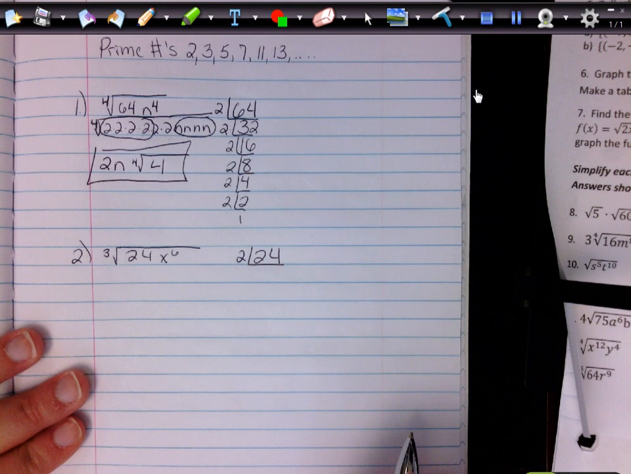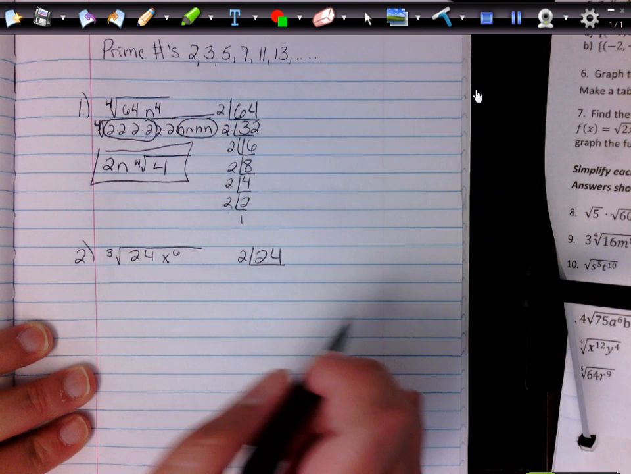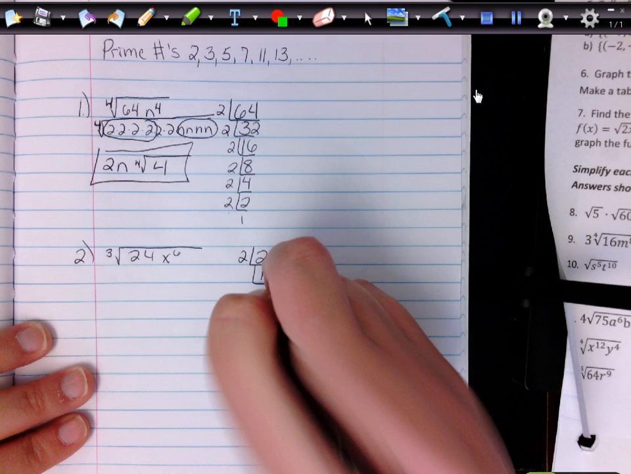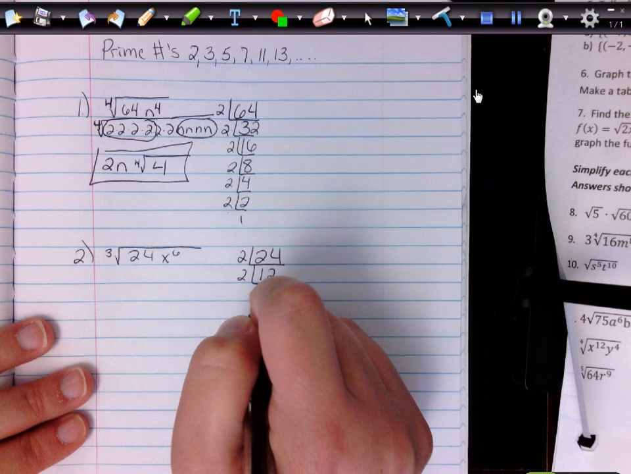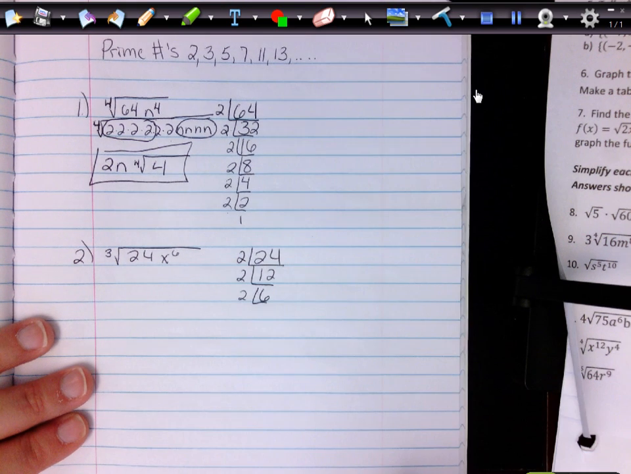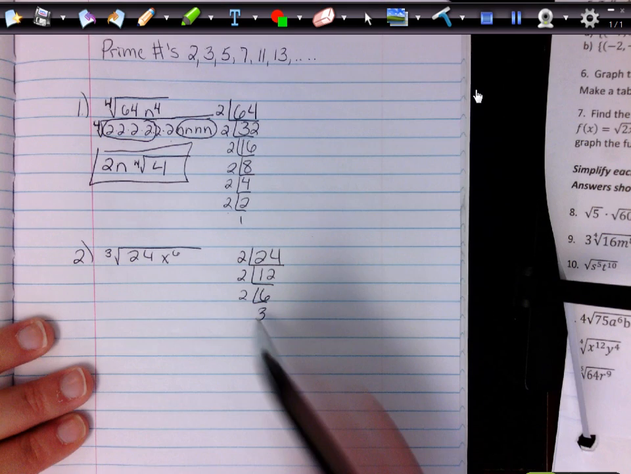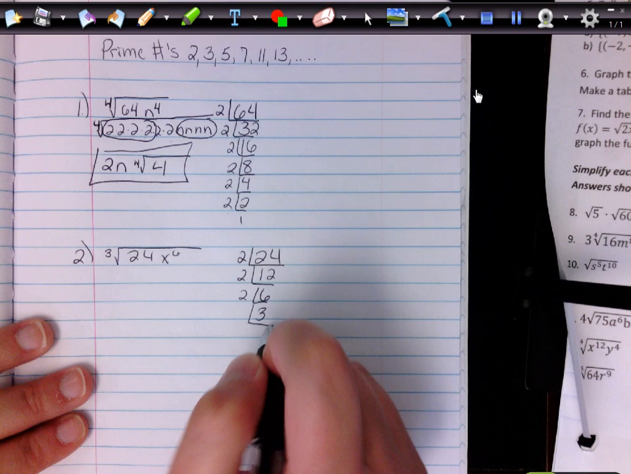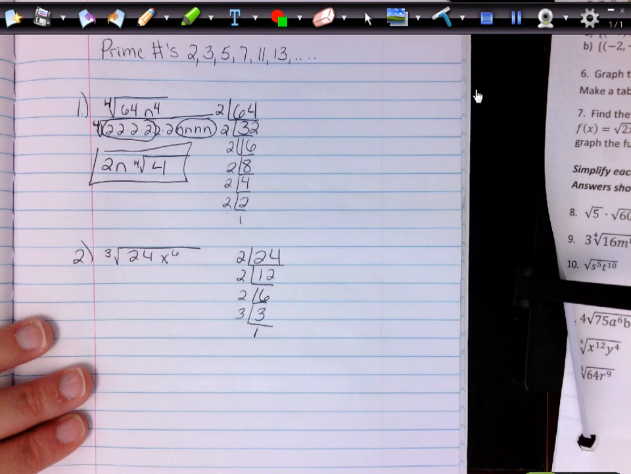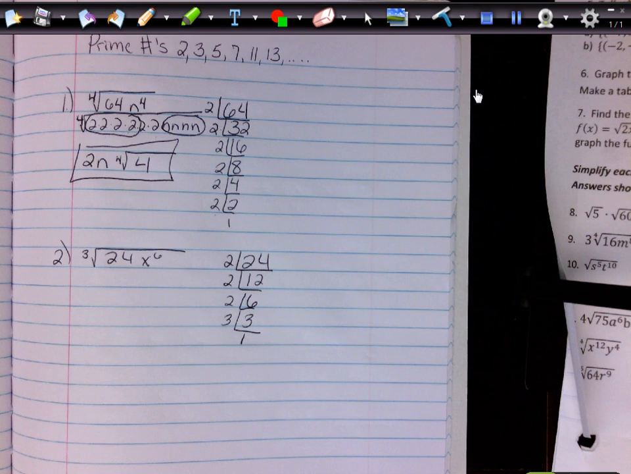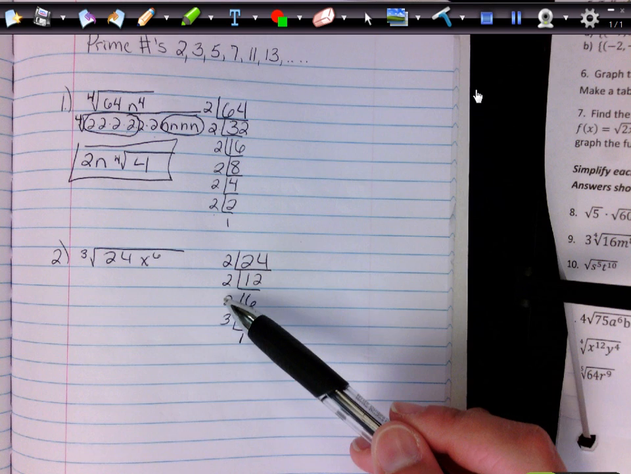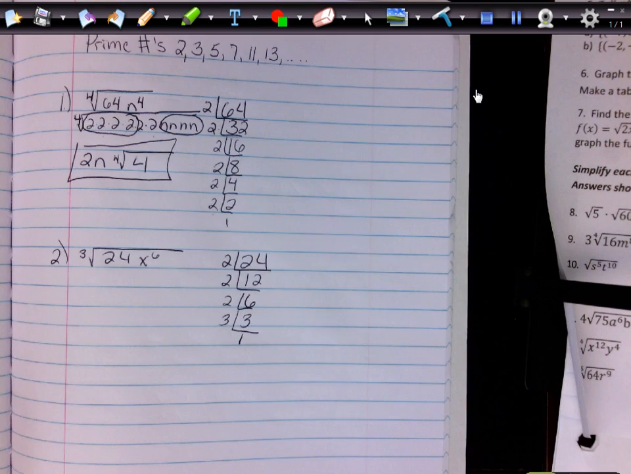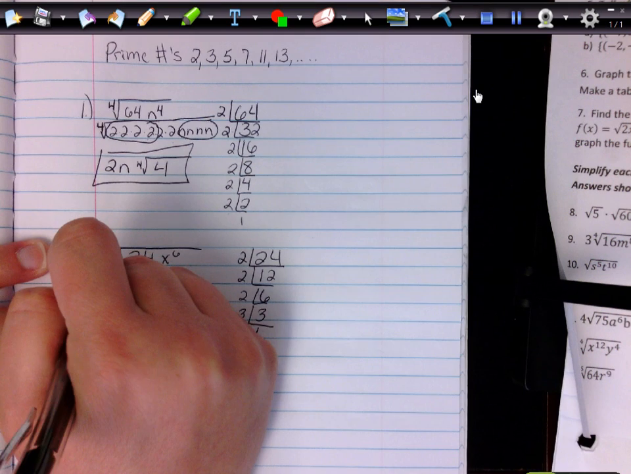24 divided by 2 gives me 12, and then I can divide 12 by 2, and I get 6. 6 divided by 2, and I get 3. Now here I have to divide by 3, and I get 1. There's the 1 or the candle. Again, I know whenever I get that 1, I'm finished. So instead of 24, I'm going to say 2 times 2 times 2 times 3, because those are the primes that make up 24.